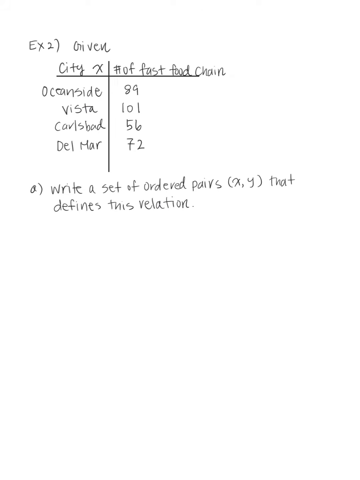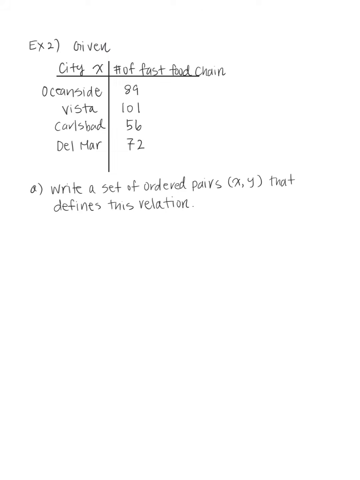So for example 2, we're given city X and the number of fast food chains. So here, what are we given? We've got the cities Oceanside, Vista, Carlsbad, and Del Mar. Oceanside has 89 fast food chains, Vista has 101, Carlsbad has 56, and Del Mar has 72. The first question is, write a set of ordered pairs x, y that defines this relation.